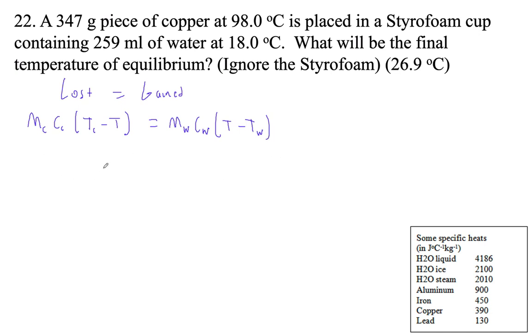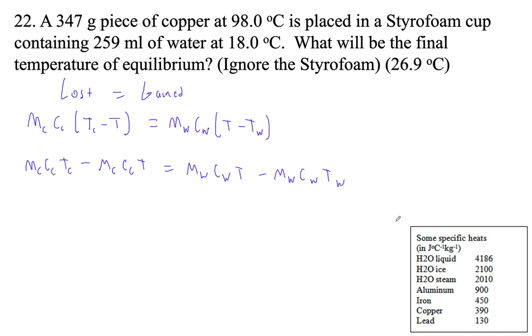So, I mean, obviously you could just put it in your solver. Your solver would do a good job of this, but let's just do the maths here, right? So MC, CC, TC minus MC, CC, T equals MW, CW, T minus MW, CW, TW.